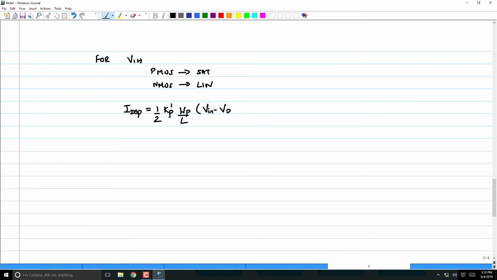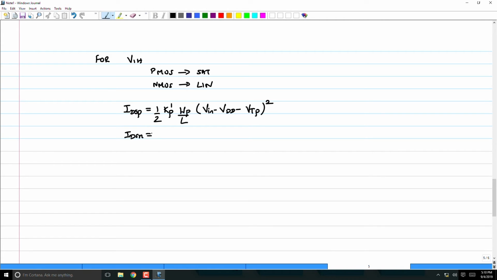Okay. Now, what about VOH, VIH? You've got to do the exact opposite, right? For VIH, PMOS is in which region? Saturation. NMOS is in linear. Okay. So, can we write the expression for the currents? IDSP is half KP prime WP by L into VGS minus VTP the whole square, right? Which is nothing but Vin minus VDD minus VTP whole square.